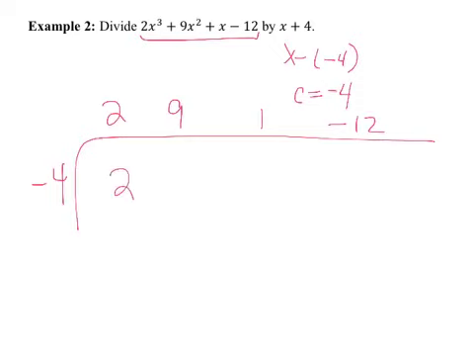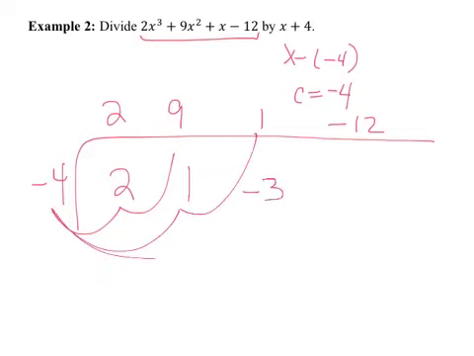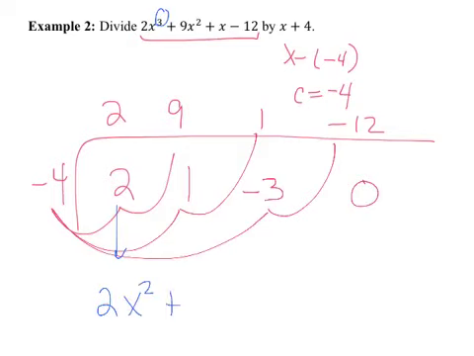Bring down the 2, multiply, add. So we'll get negative 8 plus 9, giving us positive 1. Next, multiply. That gives us negative 4, plus 1 gives us negative 3. Multiply, giving us positive 12, 12 plus negative 12 is 0. So it looks like my answers in this case are going to be 2x squared. I know it's squared because this was x cubed, plus 1x minus 3.